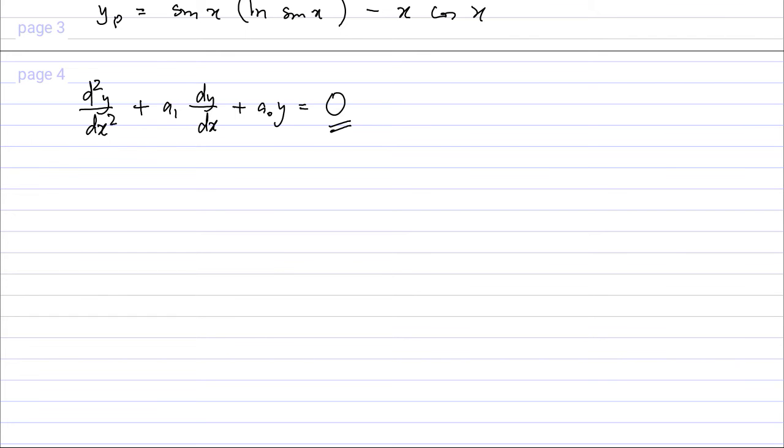First of all we find out the complementary function, and then from that we can construct the particular integral that we've seen before. So by and large I'll be interested in equations of this form, but now remember that a0 and a1 are functions of x.